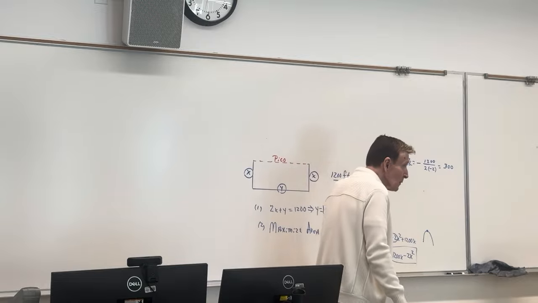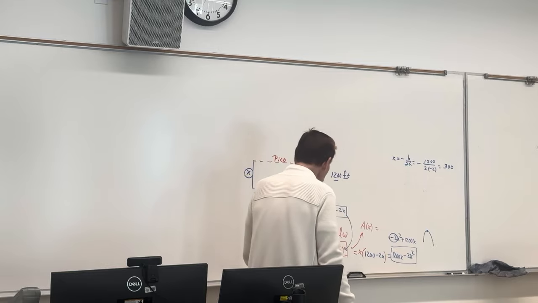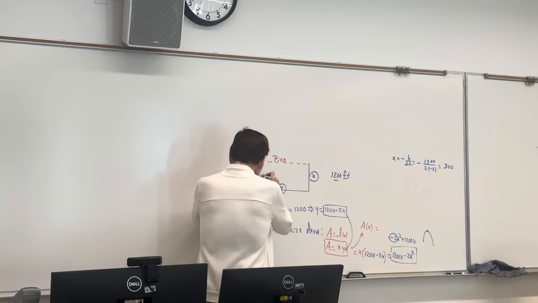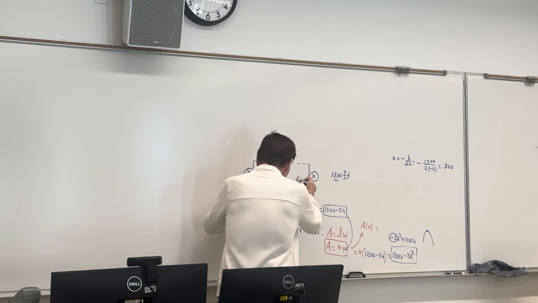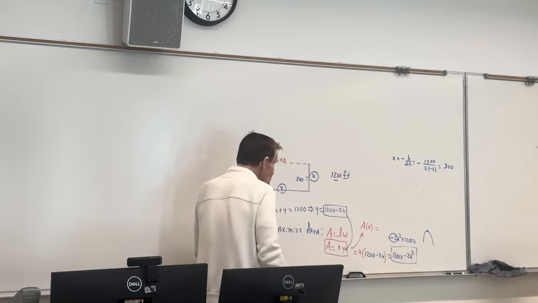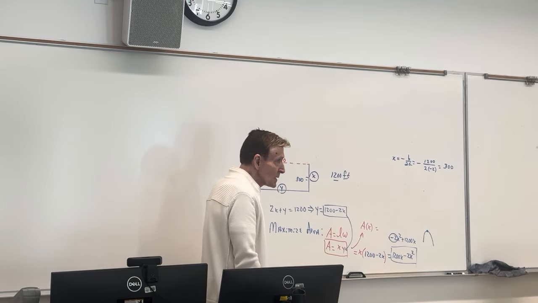Guess what we just found? What's x representing? The x coordinate of the vertex. This is 300. This is one way to think of it. This is 300 feet. I found x.